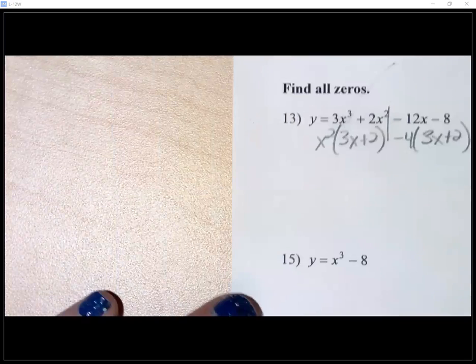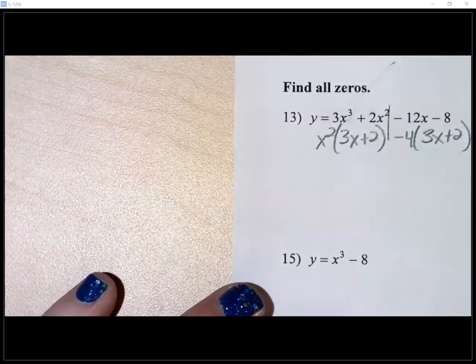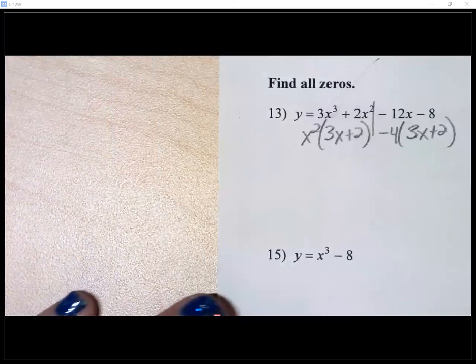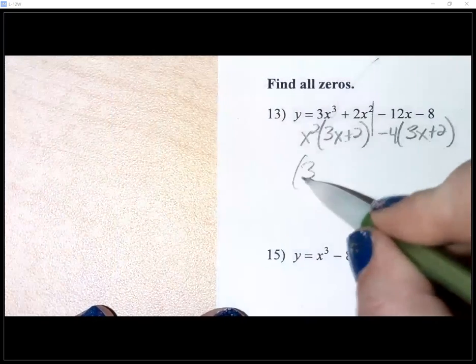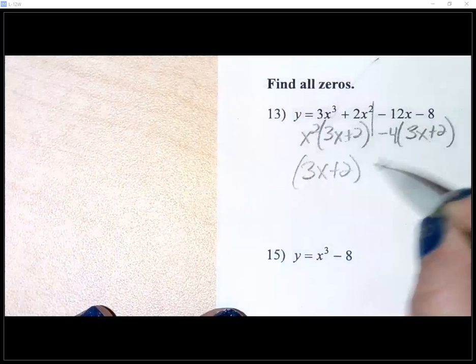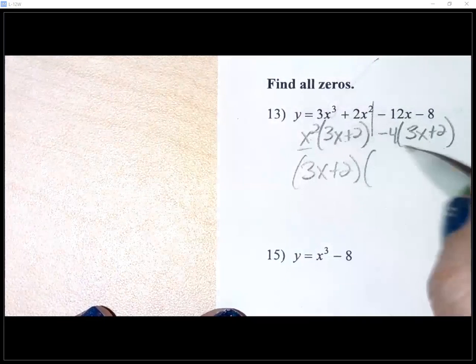Sorry, I'm trying to avoid the glare. There it is. So if my parentheses match, that means one of my factors is 3x plus 2, and the other one will be these two put together, x squared minus 4.